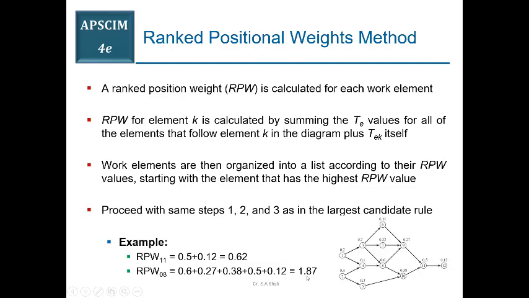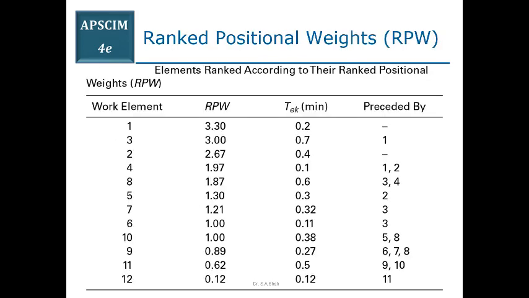So first you will have to find those rank values, the RPW values of all the elements, and then simply rearrange the table according to those RPW weights. The element with the higher weight will come first, in descending order. So this is a simple case too. First find out the rank values and then rearrange the table according to the descending order of the RPW values.